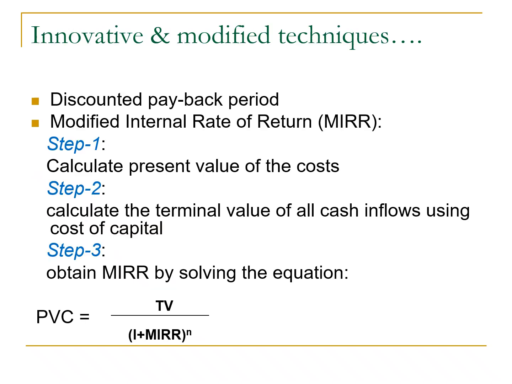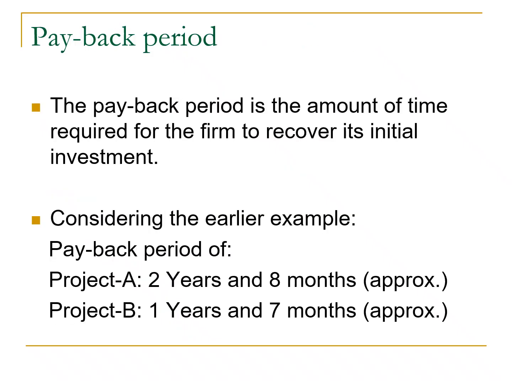Innovative and modified techniques of capital budgeting are discounted payback period and modified internal rate of return, that is MIRR. So we have a set of rules to follow for MIRR. Step 1, calculate the present value of the cost. Step 2, calculate the terminal value of all cash inflows using the cost of capital. Step 3, obtain MIRR by solving the equation. For that we have the formula: PVC equals TV divided by (1+MIRR) to the power of n.